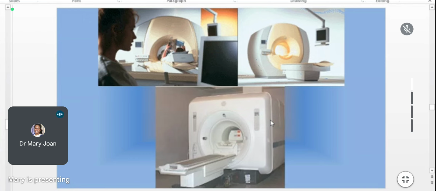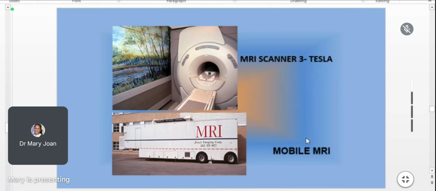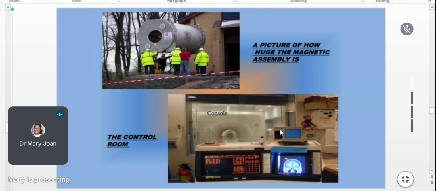These machines look almost the same as normal MRI machines. And there are mobile MRI machines also now, and very compact MRI machines. The magnetic assembly is very huge. You know that for a human body of maybe 30 centimeter width and 30 centimeter depth, and a length of 150 to 180 or 190 centimeters, you need to have a huge magnet.